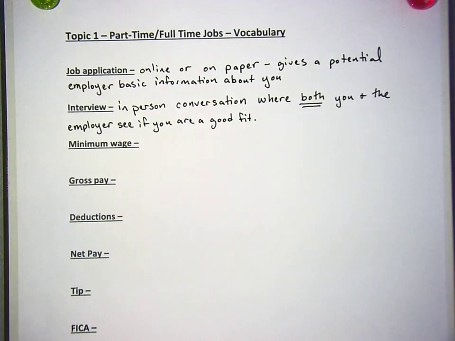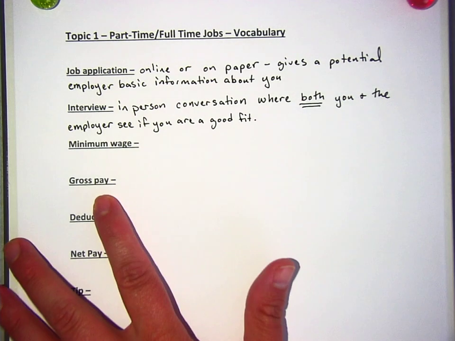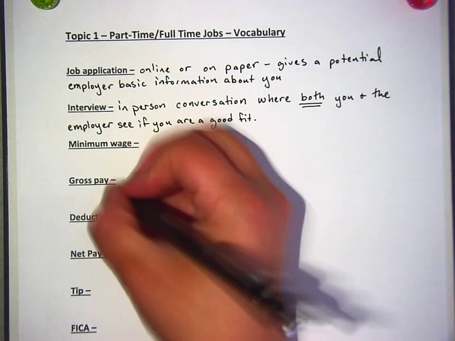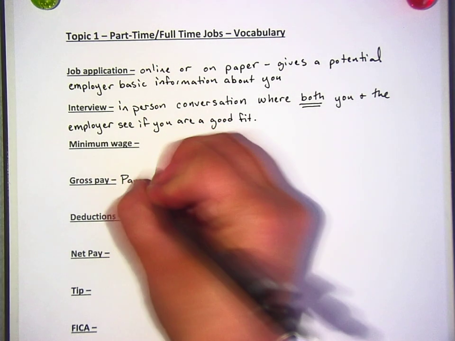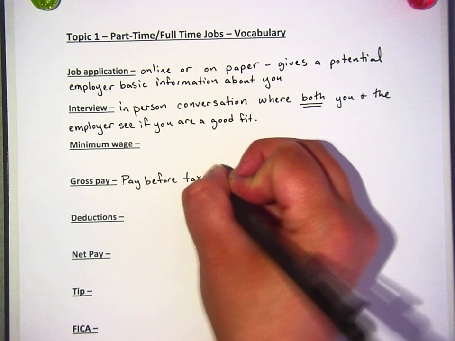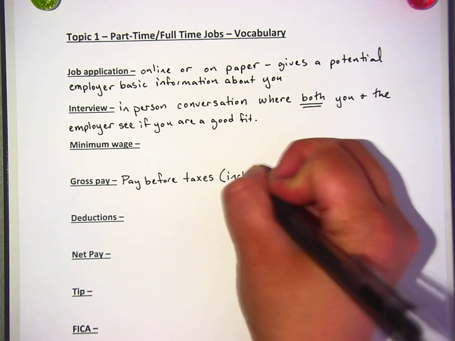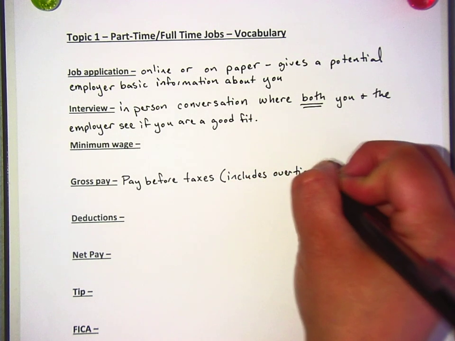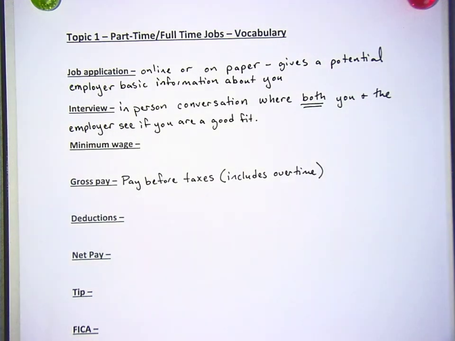So that's cool. Okay, last one we're gonna do is something called gross pay. We're gonna skip minimum wage for now. Anybody know what gross pay is besides disgusting pay? Pay before taxes, yep. I'm gonna write here, includes overtime, or any other benefits you get.